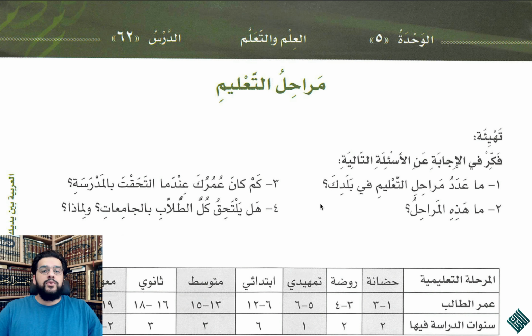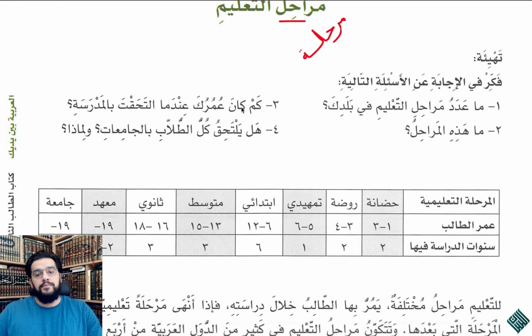Today inshaAllah we go through the fourth and the last lesson of the fifth chapter of the second book of Al-Arabiyya بين يديك series. Today's lesson is titled مراحل التعليم. The word مراحل is a جمع of مرحلة, which means a stage or a level. مراحل التعليم, levels, stages of education.